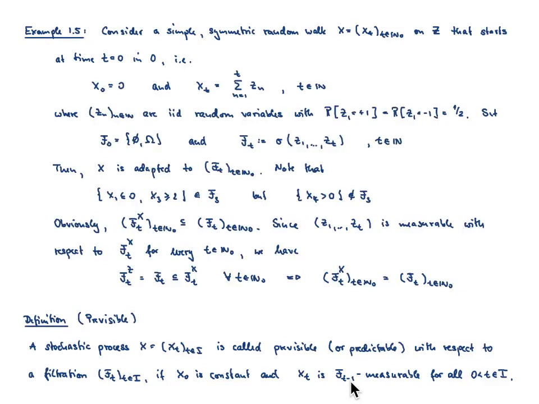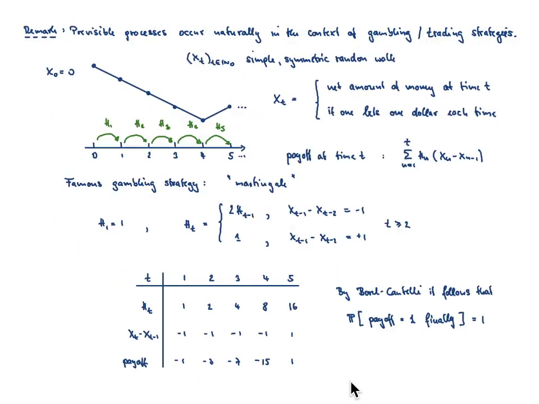Let me give you an example which illustrates where previsible processes naturally occur, namely in the context of gambling or trading strategies. So here's an example. Again, Xt should be a simple symmetric random walk which starts at 0. And now you can play the following game. You bet on the outcome of the random variables Z, which were used in order to define the simple random walk, meaning if the process goes down, you lose, whereas if the process goes up, you win, and you win exactly the amount which you wagered in that gambling.